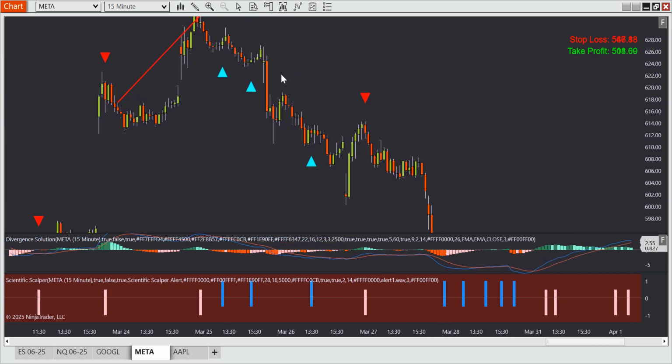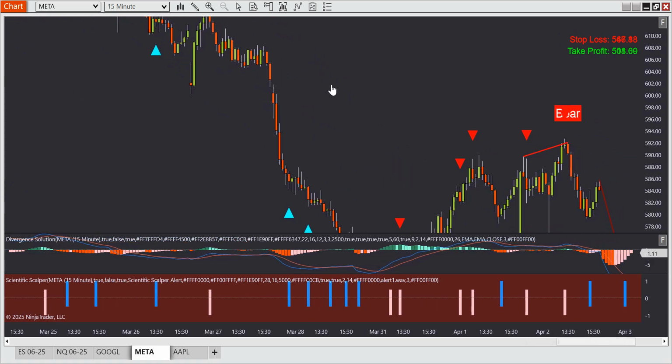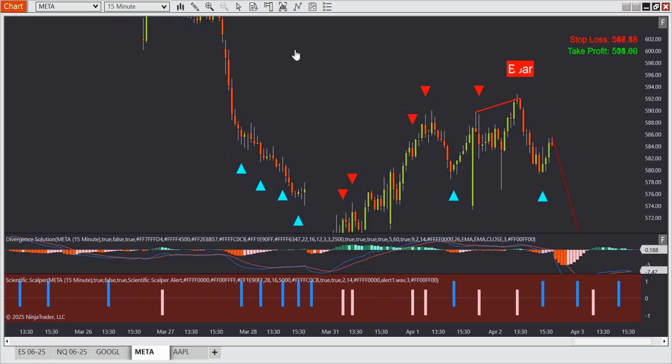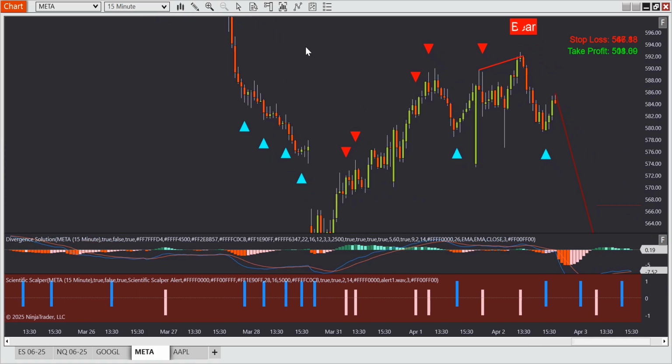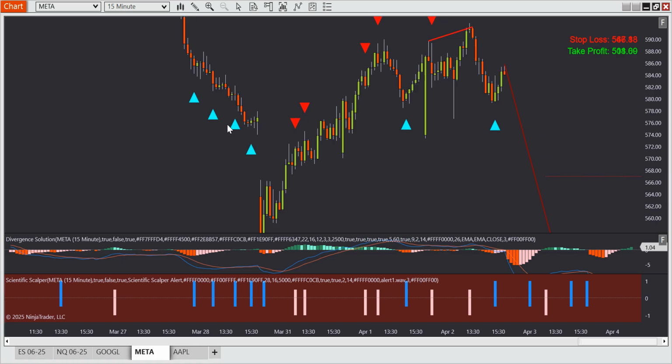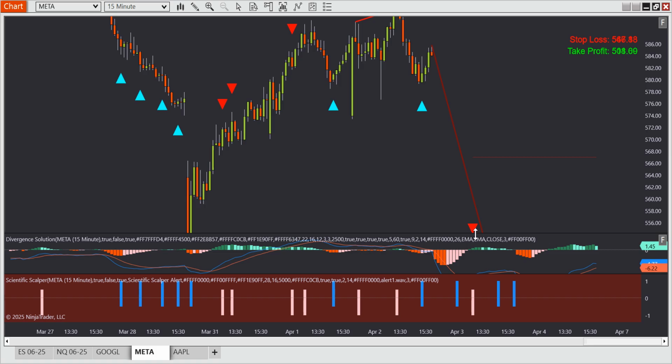We have bearish divergence show up right as we also get a sell signal from the Scientific Scalper. And another very strong move down. And again, continuing to trade with the trend, even though we don't have any bullish divergences showing up. All these blue arrows are from the Scientific Scalper, but we're not taking buys in a downtrend. We're only looking for sells.